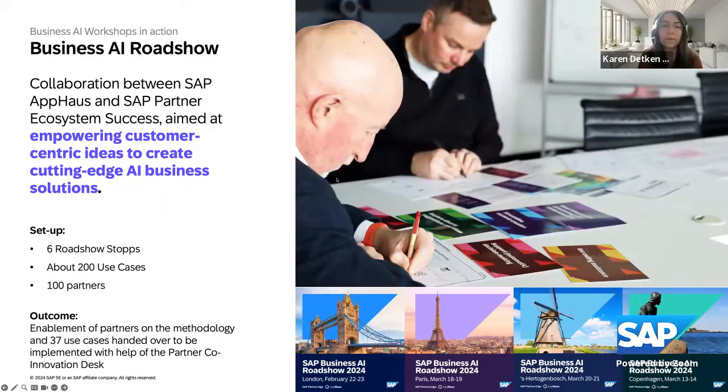Another example of use and also of scalability of the workshop format is this Business AI Roadshow that we did with partners. This was an event that was done in 6 countries. It was meant for the partners to ideate use cases with artificial intelligence and also to be enabled on the approach. We had about 100 partners, and about 200 use cases were generated. About 37 of them were handed over to the Partner Co-Innovation Desk, which is a program that helps the partners to implement the use cases and also provides them some coaching in that regard.